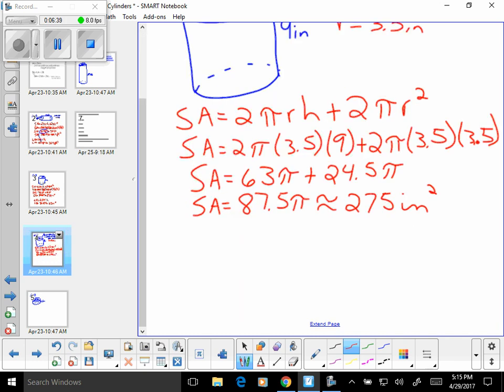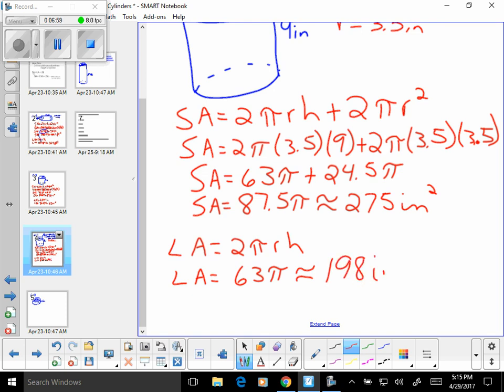Now, can you figure out what to do if you want the lateral area? Yes, we're just going to take the curved surface of 2 pi rh, and again, we use the 63 pi. Now I get the calculator. 63 times my pi key should give me 198 inches squared.